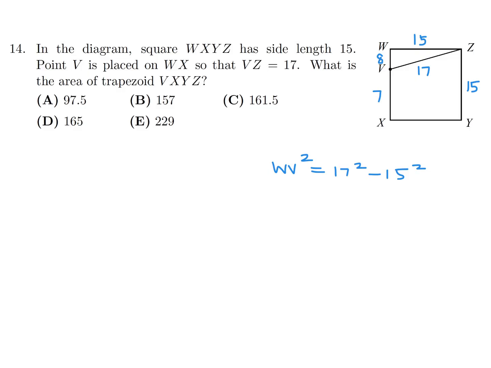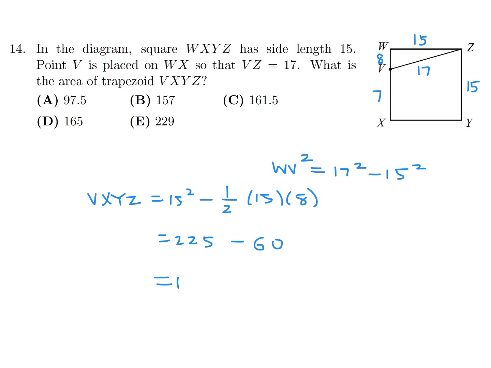Area of trapezoid VXYZ. Okay, so basically it's the area of the square, which is 15 squared, minus the area of that triangle, 1/2 base times height, so 15 times 8, right? And I think that's it. So this is 225 minus 4 times 15, which is 60. So that's 165. And therefore that is D.